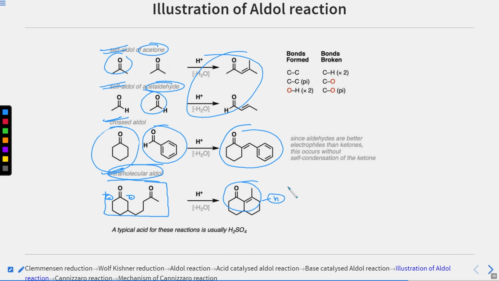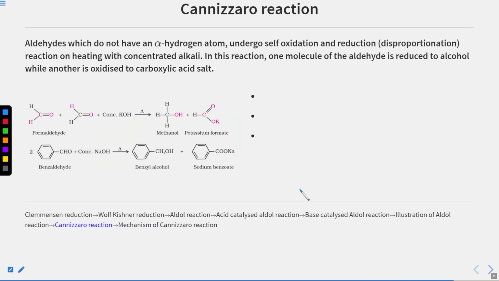Okay, so this was about the aldol reaction. We have covered both acid and base catalyzed reactions, and in addition to that, we have seen some illustrations. Now, what happens if we take concentrated base in place of a dilute base, and the next thing we will do is take an aldehyde or a ketone that is incapable of having an alpha hydrogen? So what will happen in that case? In that case, the aldehyde does not have any alpha hydrogen atom, so your aldehyde undergoes self-oxidation and reduction, that is the disproportionation reaction.